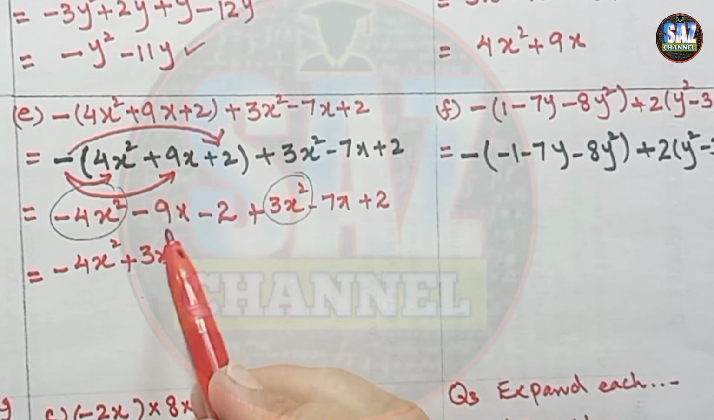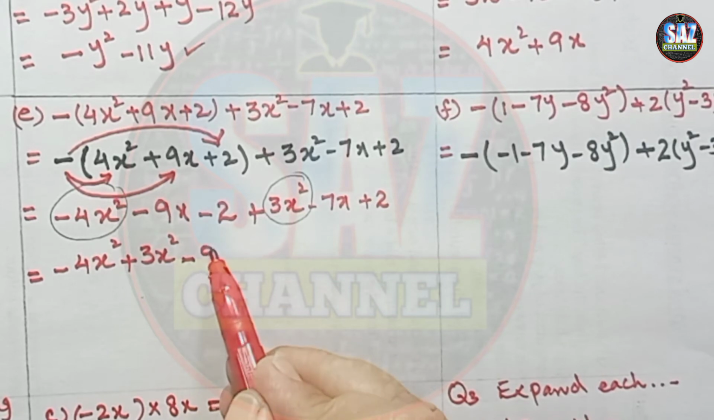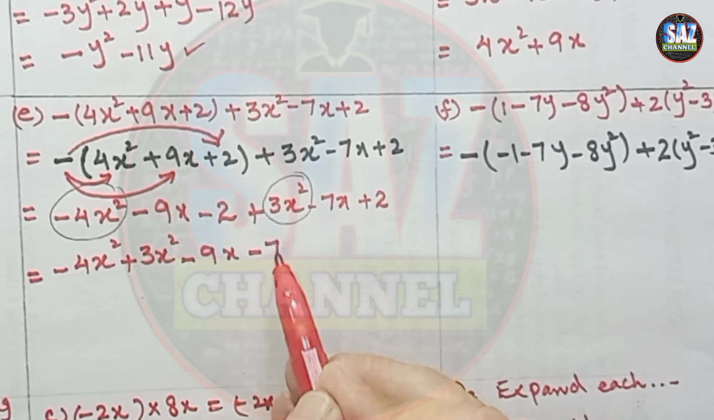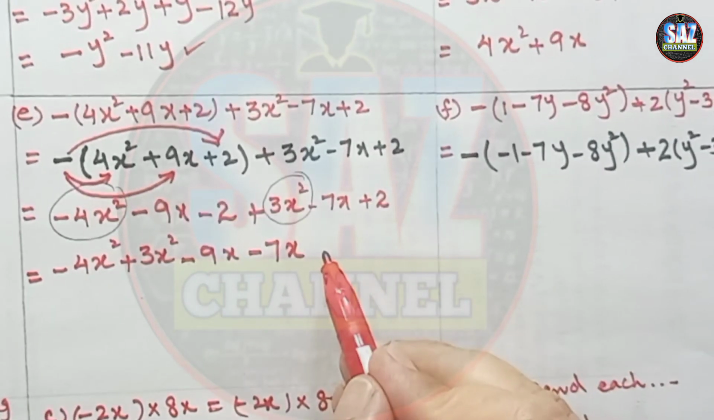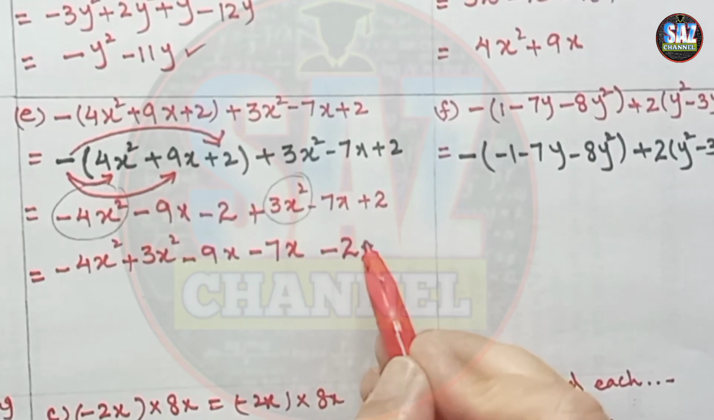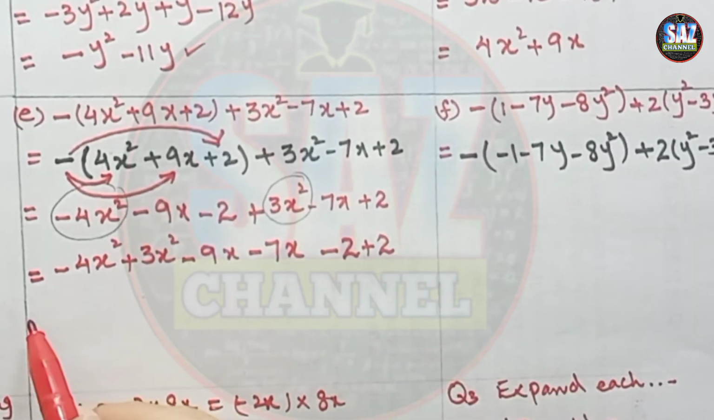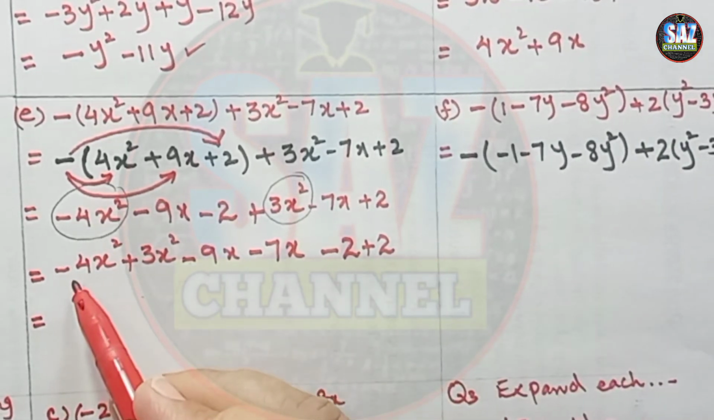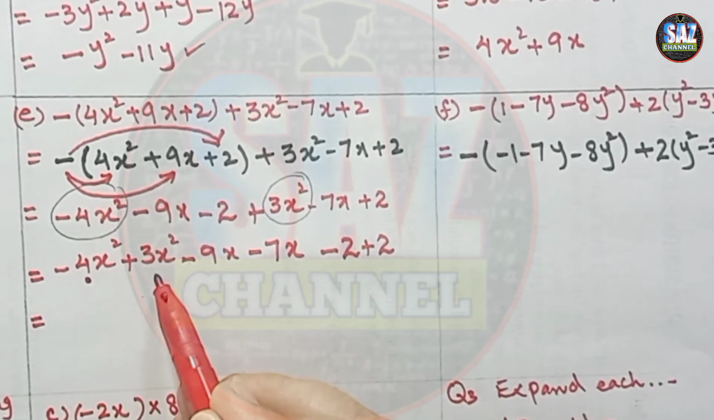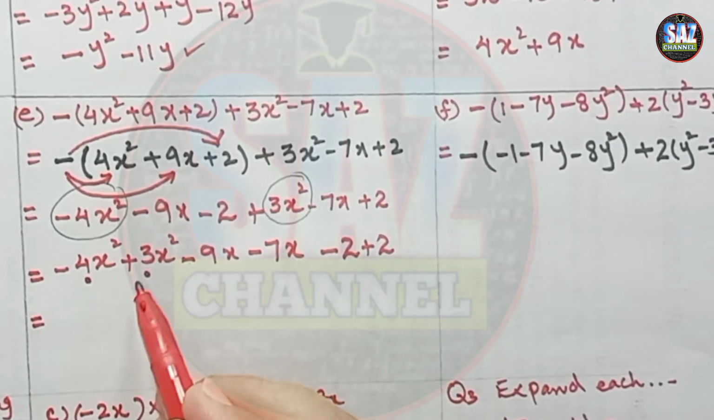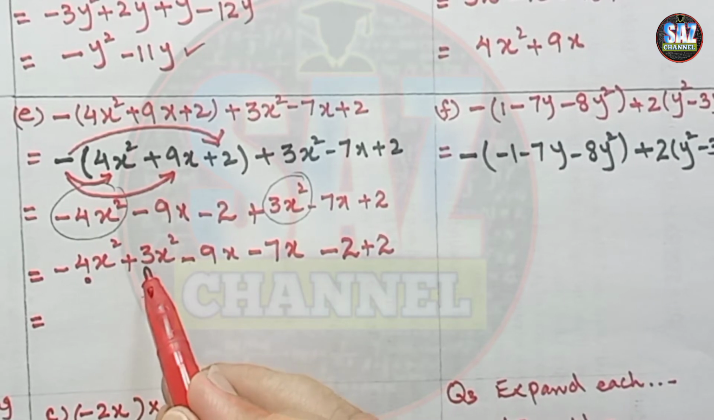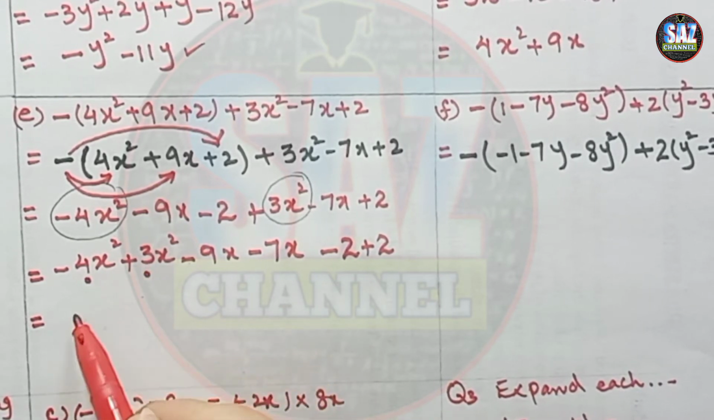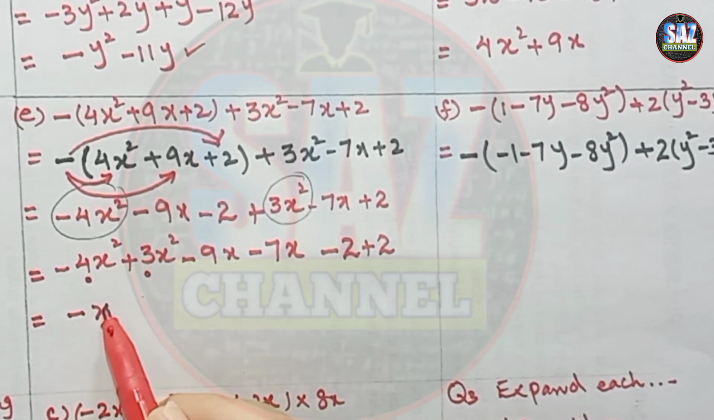And then we have to write x terms minus 9x and minus 7x, and then I have constants minus 2 plus 2. Okay, then it's time to apply the rule of integers. Like here I have minus 4 and positive 3. So when I will be taking away positive 3 from minus 4, I will have minus x square.